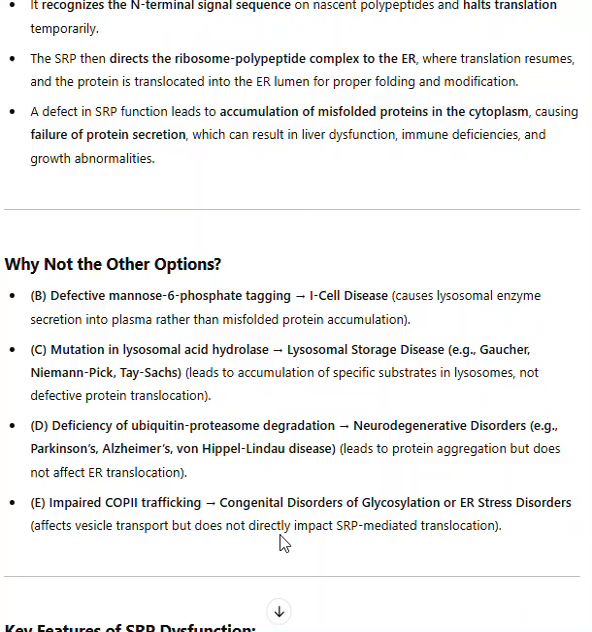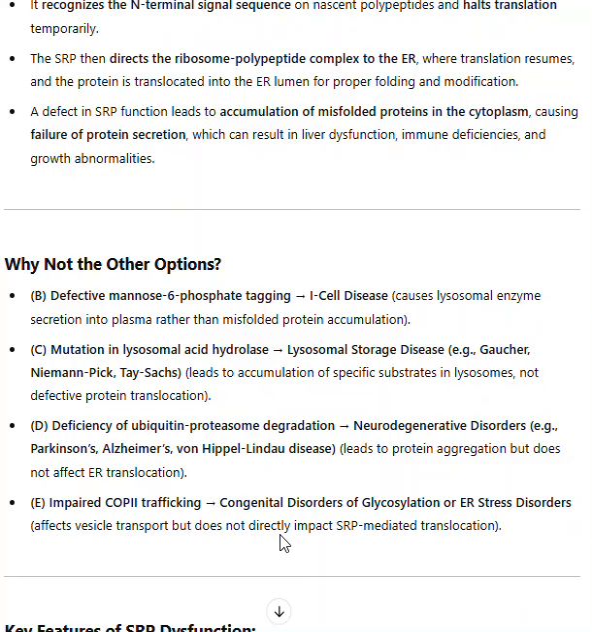D. Deficiency of ubiquitin proteasome degradation, neurodegenerative disorders, e.g., Parkinson's, Alzheimer's, von Hippel-Lindau disease, leads to protein aggregation but does not affect ER translocation. E. Impaired COPI trafficking, congenital disorders of glycosylation or ER stress disorders, affects vesicle transport but does not directly impact SRP-mediated translocation.